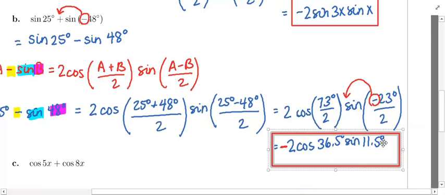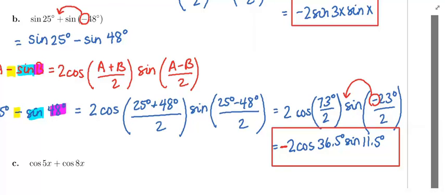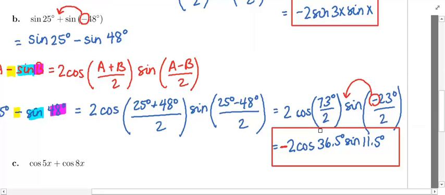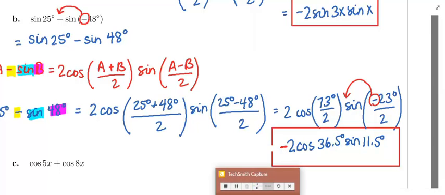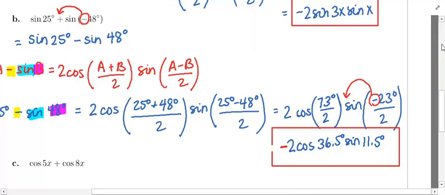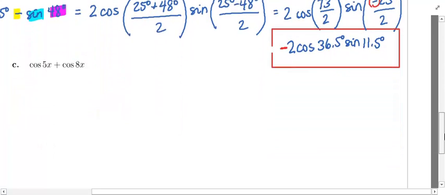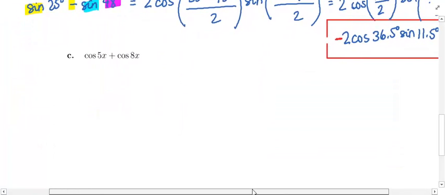Okay, I am not going to compute the cosine of 36.5 and the sine of 11.5 degrees. I don't want a number as the final answer. Remember, we're just trying to convert what we were given as a sum to a product, and we have that here. The answer is -2 times the cosine of 36.5 degrees times the sine of 11.5 degrees. Leave it alone. Okay, let's try one more here in part C.